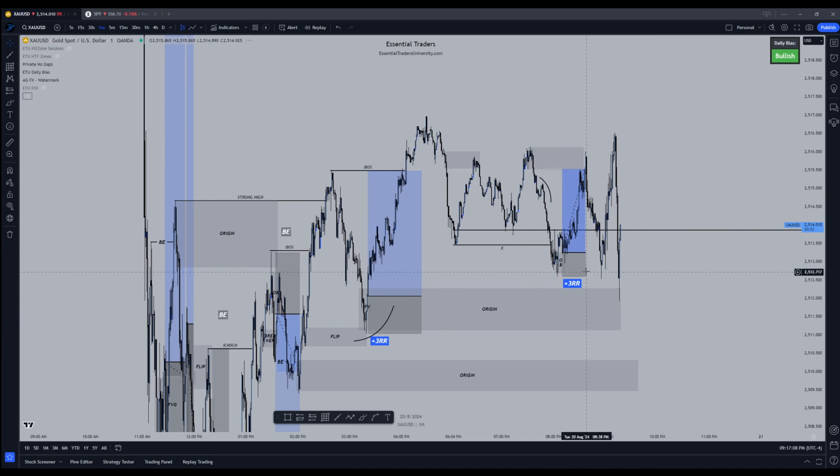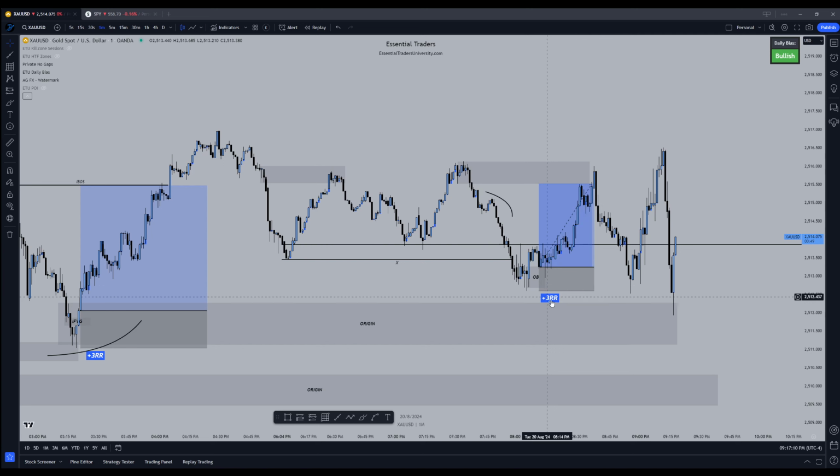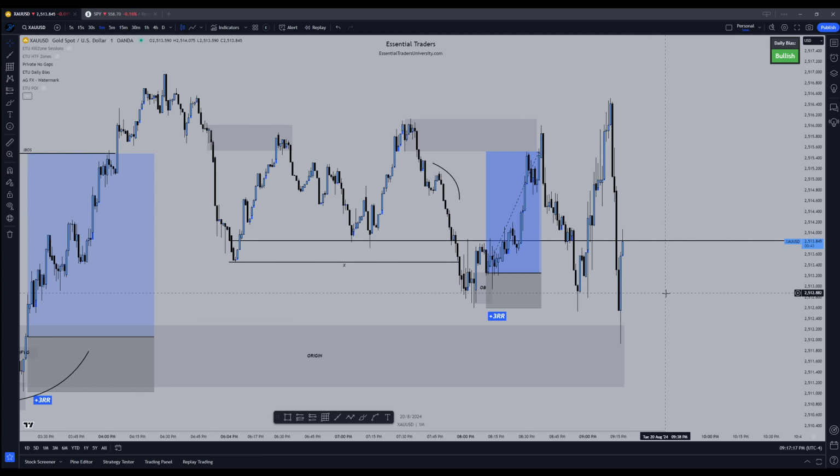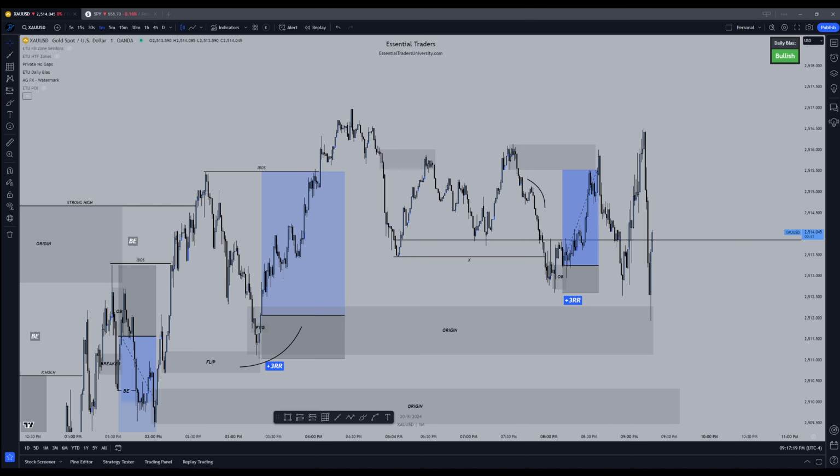But I'm pretty satisfied. 3R during Asia session is nice. This honestly was taken a little bit more before 9 o'clock, which is a new session timing, and it's mainly just due to daylight savings.